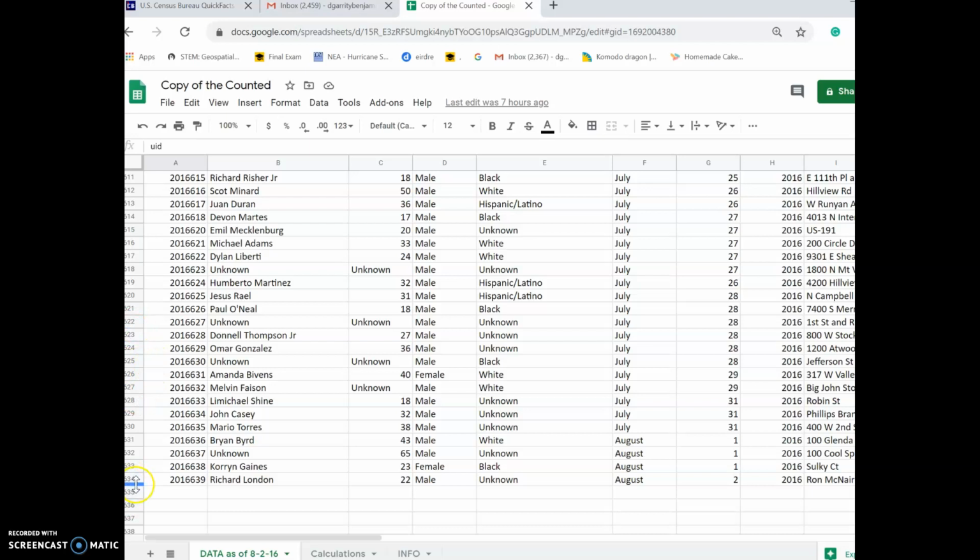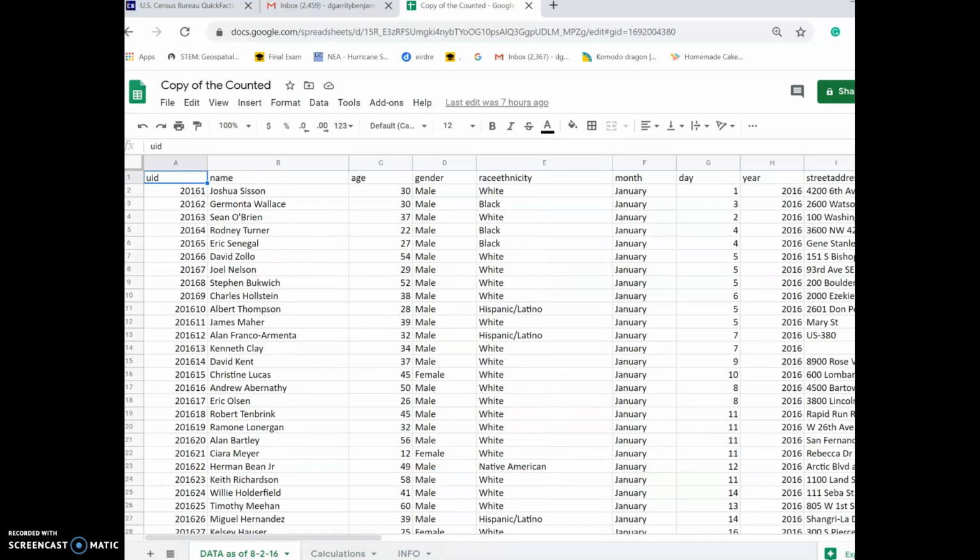So it appears there's 634 individuals that by August 2nd of 2016 were killed by police. So it says 634, but we need to subtract 1. And the reason we need to subtract 1 is because this row number 1, if you see here, has header information in it. So it tells us the street address, the year, the variables. So what we need to do is subtract 1. So actually the total of individuals within this data sheet is 633.